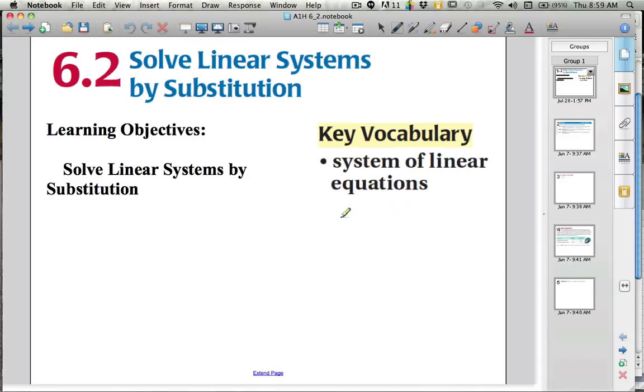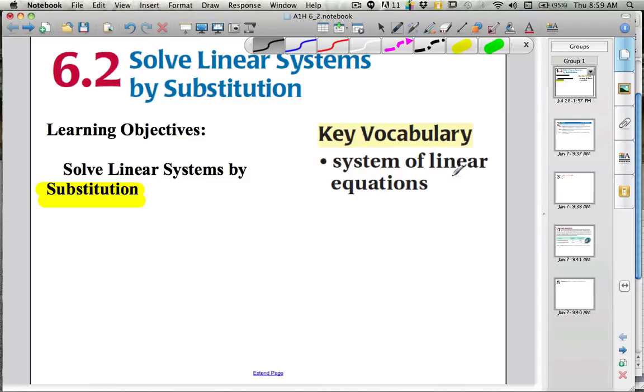In section 6.2, we're going to continue to work on solving linear systems, but now we're going to solve linear systems by using substitution. Substitution is a pretty familiar idea, actually, and the idea of substitution is that if I can establish that a variable is equal to something, which could be a number, or it could be an expression, it could be anything, I can substitute that value in place of the variable.